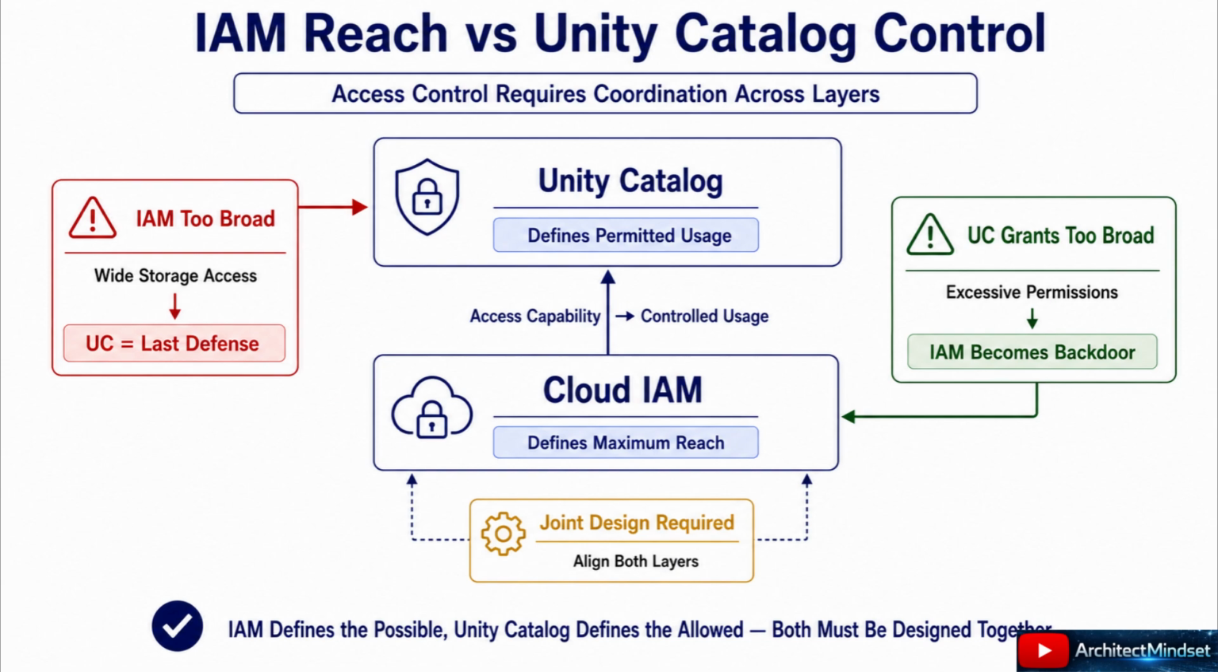A useful way to think about this is that cloud IAM defines the maximum reach of Databricks, while Unity Catalog defines the permitted usage within that reach. If IAM is too broad, Unity Catalog becomes your last line of defense. If Unity Catalog grants are too broad, the IAM role becomes a powerful backdoor. Both layers must be designed together.